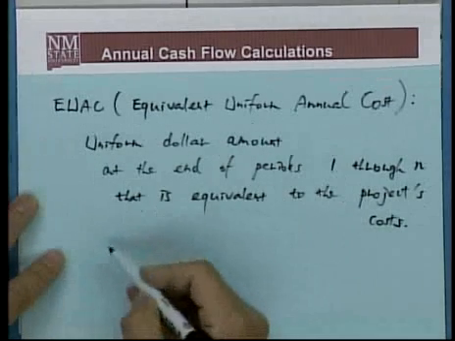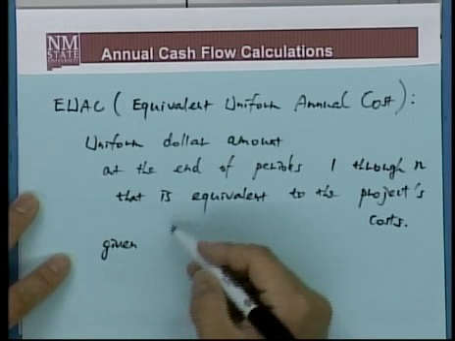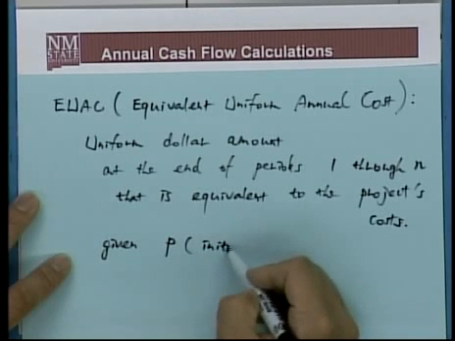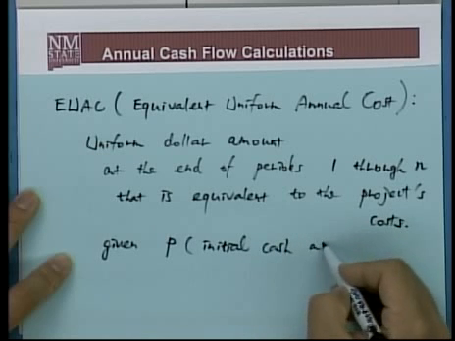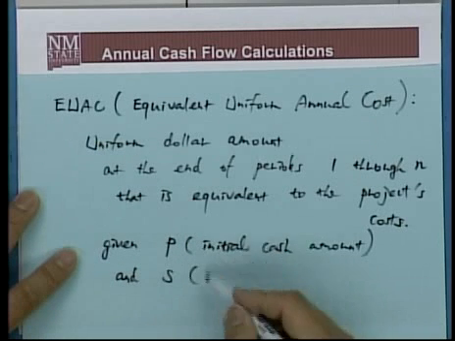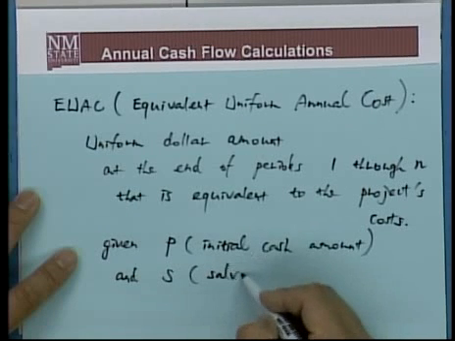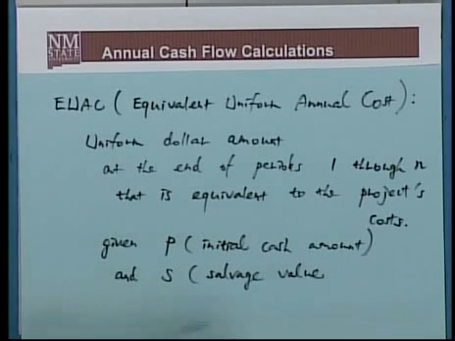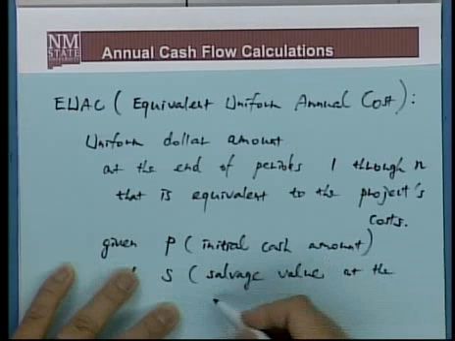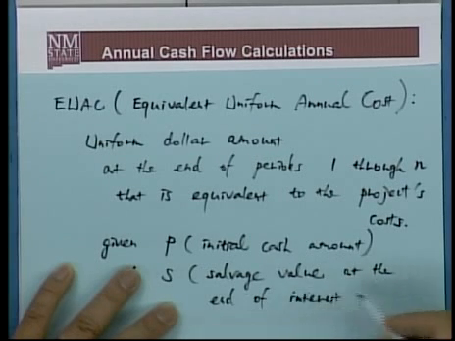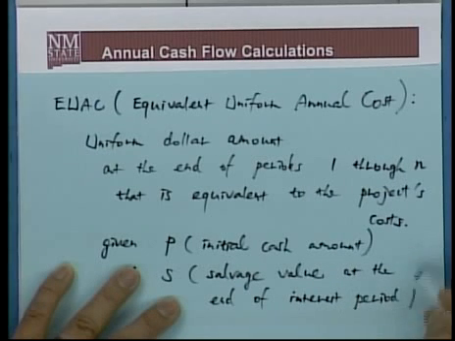Given an initial cash amount P, that is the initial cash amount P, and S. S is the salvage value at the end of interest period N, right? Okay.